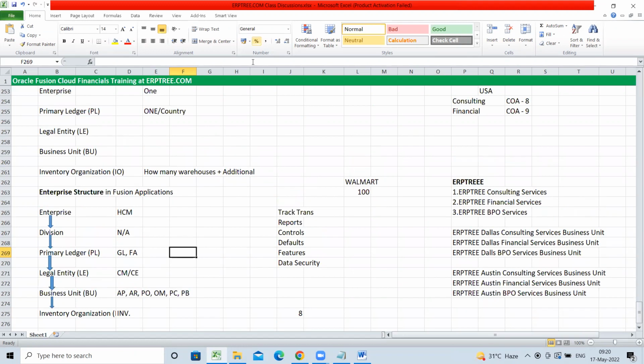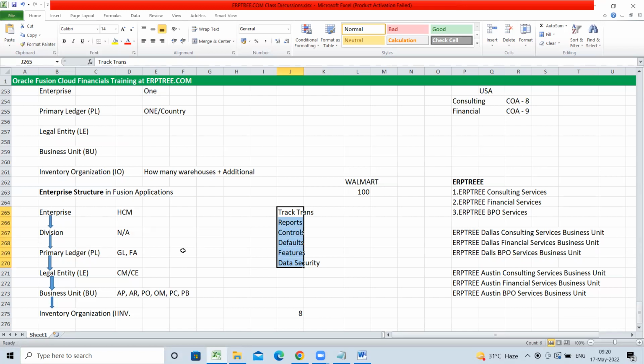Any questions from anyone, please? So in the case of business unit level privileges, where you are showing track transaction, reports, and controls, is that not going to be applicable from the FA perspective? Yeah, from the FA perspective, the controls will be applicable.